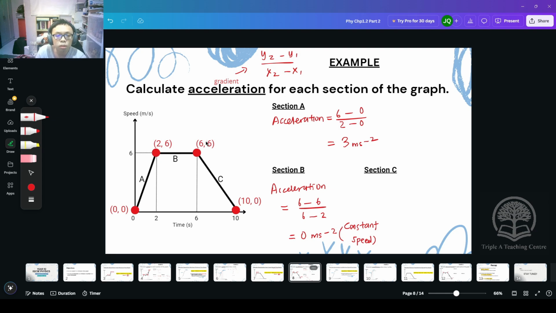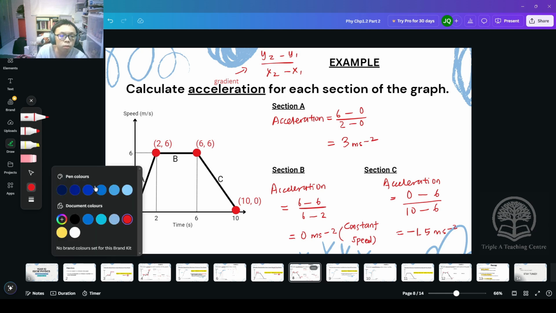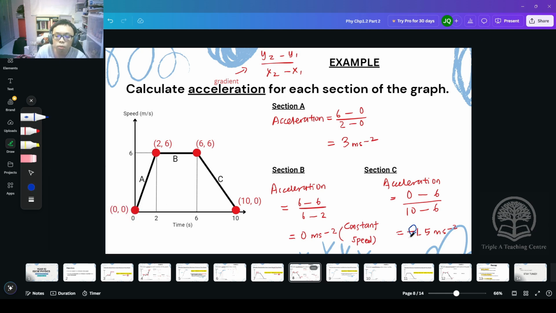Alright. So for section C, you calculate the gradient: 0 minus 6 over 10 minus 6. So we get negative 6 over 4, which is negative 1.5 meter per second per second. So the answer is negative. So what does this negative mean? Negative is deceleration. So the object is moving slower; the speed of the object is getting slower and slower.